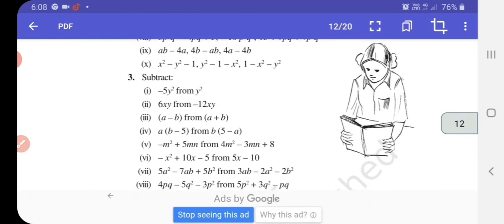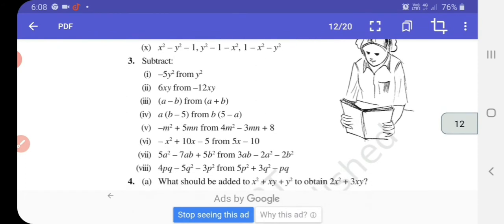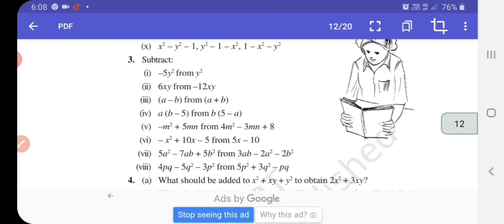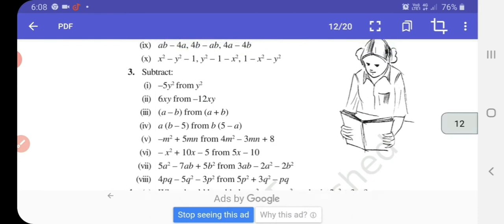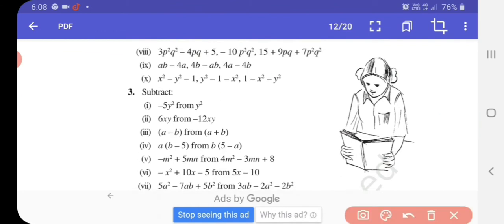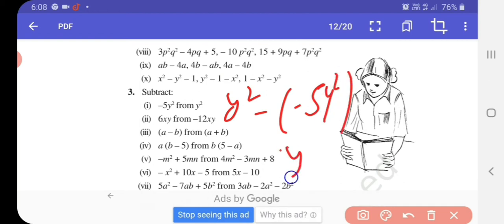What about question number 3? Subtract minus 5y square from y square. See, minus 5y square from y square means the expression is y square minus of minus 5y square. Understand? So minus minus becomes plus, and both are like terms because y has the same power 2 in both the terms.